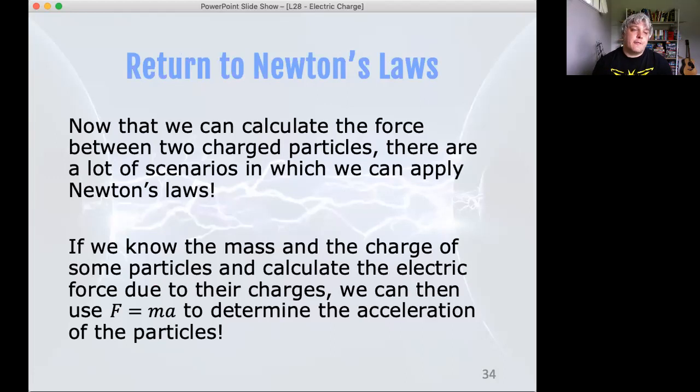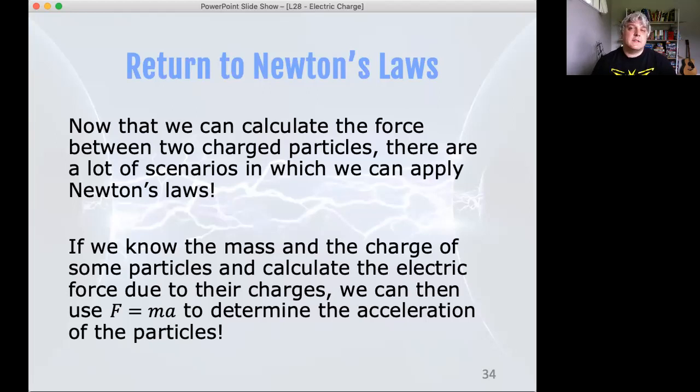Now that we can calculate the force between two charged particles, there are lots of scenarios where we can bring Newton's laws back into it. So Newton's laws from the first half of the course, from our mechanics section, you can bring all of that back in. If you know the masses and charges of some particles, and you can calculate the electric forces on those particles due to their charges, then you can use F equals ma to determine the acceleration of the particles. So you can bring Newton's laws into a lot of these physics scenarios now where we're dealing with charges, because we have a way to calculate the force.